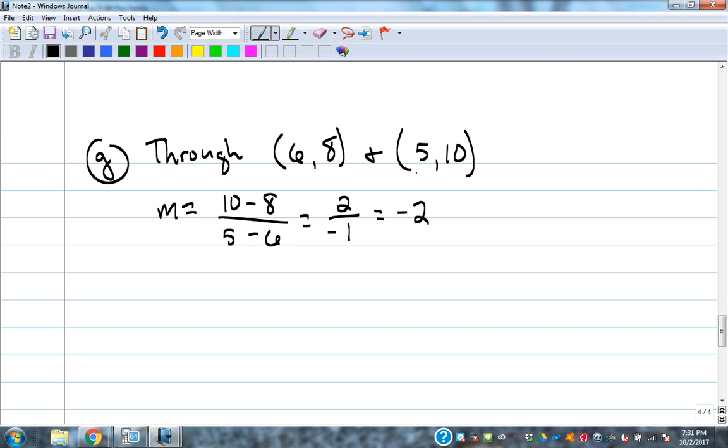Now, does it matter which ordered pair I use for point slope form? No. Pick the one you think's the easiest. I don't know, 5 and 10 looks pretty easy. I'm pretty good at my 5s and my 10s multiplication table, so I'm going to stick with that one. So, what's my point slope form?